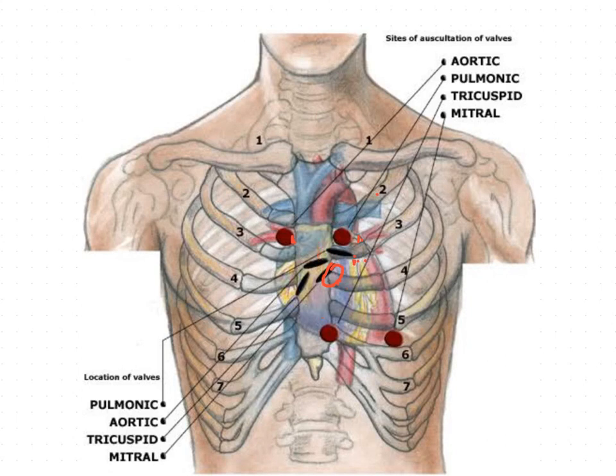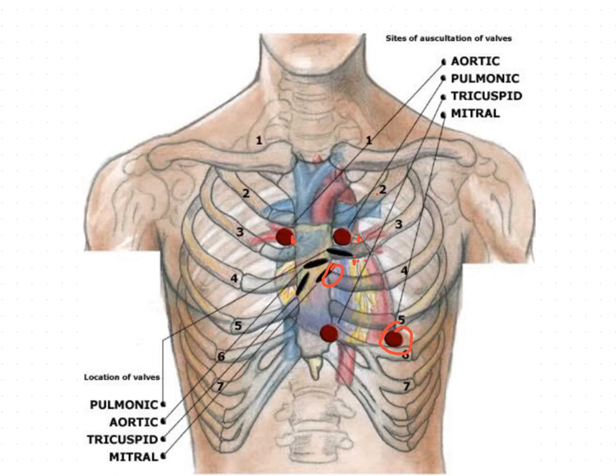Okay, and the auscultatory area of this one is the cardiac apex, which is present in the fifth intercostal space. So this is the auscultatory area for the mitral valve.